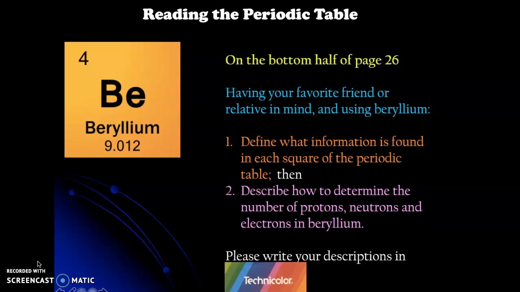Here are the instructions. I'm starting right here in this blue text, having your favorite friend or a relative in mind, and using beryllium. We're looking at this square right here, beryllium, atomic number of 4, atomic mass of 9.012. Define what information is found in each square of the periodic table, using beryllium as a guide. Then describe to that person how to determine the number of protons, neutrons, and electrons in beryllium.